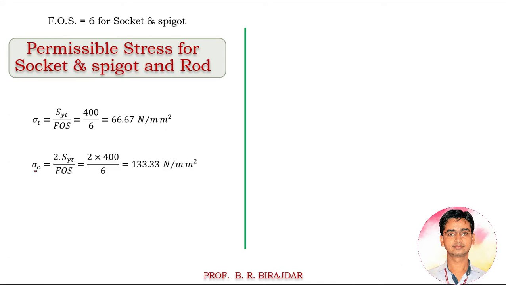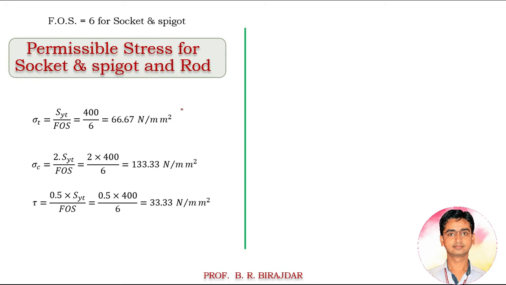Now next, the allowable compressive stress sigma C is equal to SYT divided by factor of safety, but as they have mentioned the compressive stress it can take double load, so twice SYT divided by factor of safety, then we will get 133.33 Newton per mm square. Similarly we can calculate the shear stress, which is always half of the tensile stress, so 0.5 SYT divided by factor of safety. If we put all the values, then we will get the allowable shear stress 33.33 Newton per mm square.